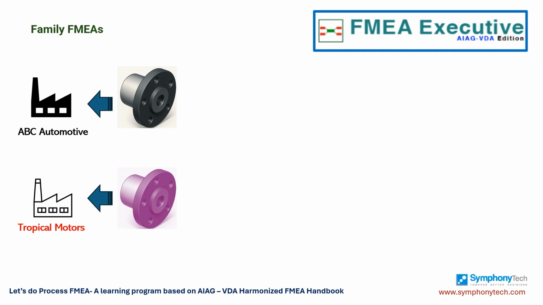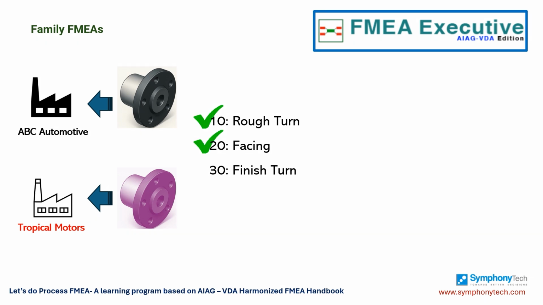Here is a real world example. You supply wheel flanges to two customers, ABC Automotive and Tropical Motors. The flanges are very similar in design, but they are not identical. In your manufacturing, you have three operations: Operation 10, rough turn; Operation 20, facing; Operation 30, finish turn. Now, here is the important part. Operations 10 and 20 are exactly the same for both the products. But Operation 30, finish turn, is different for each customer.